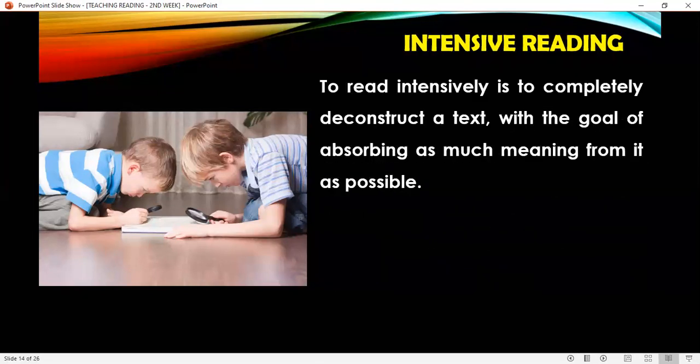The intensive reading here is to completely deconstruct a text with the goal of absorbing as much meaning from it as possible. So you are going to deconstruct, you are going to look for the different or specific meanings of the text. This is the opposite of the extensive one. No, the extensive, you just read for pleasure. Here, you're going to decompose the text, the organization, the structure, the meaning of each word. Yeah, so this is the difference with the extensive one.